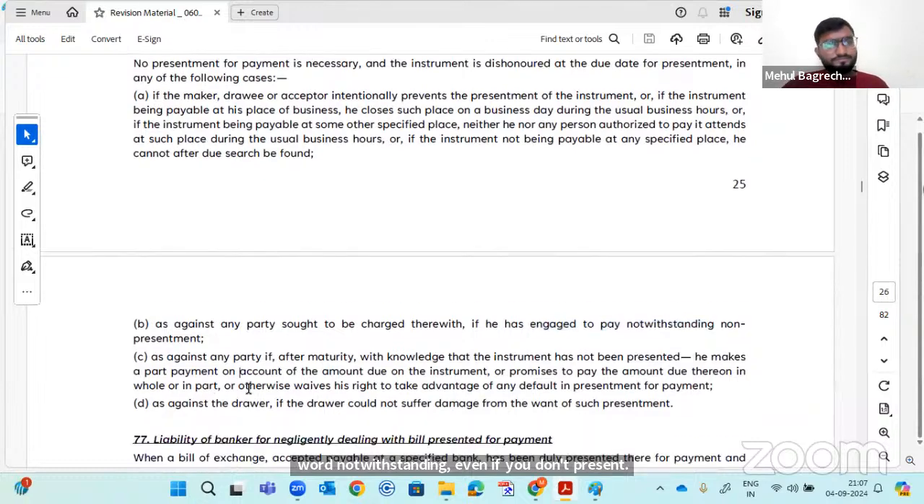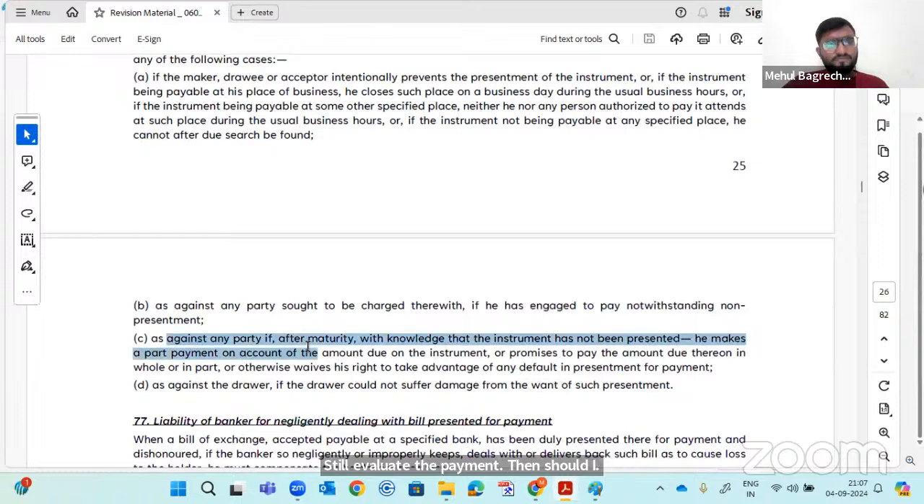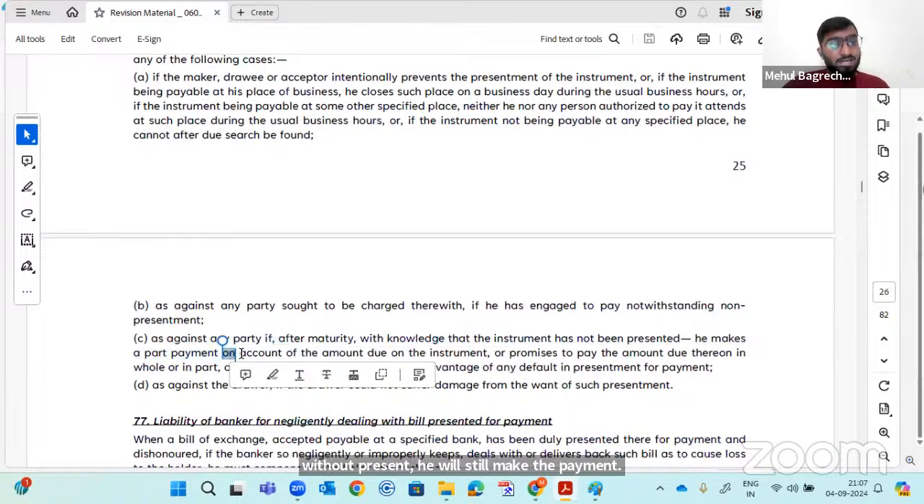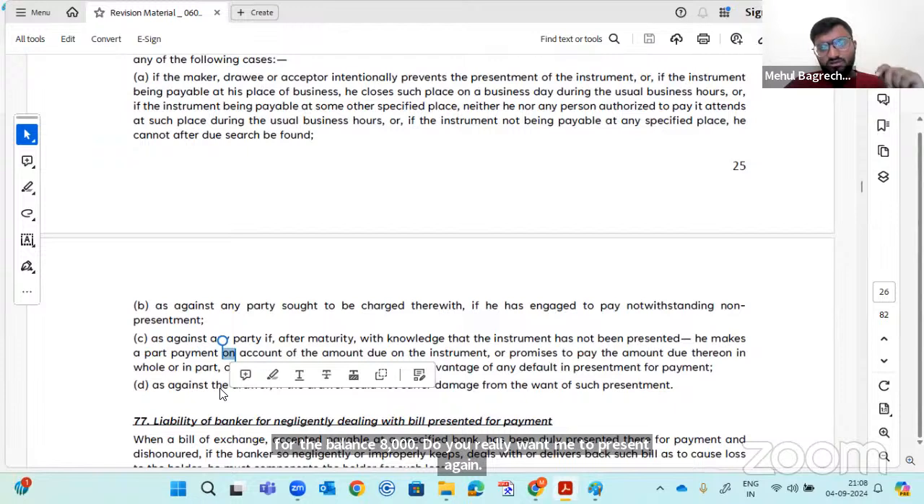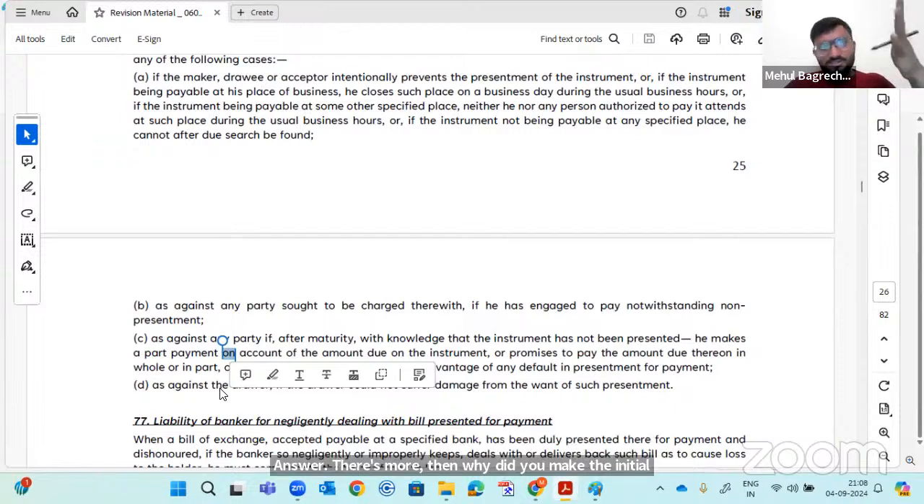The third scenario, as against any party, if after maturity, he makes a part payment. Now, what has happened? Very interesting. I didn't present, but still he has made a part payment. Say 10,000 rupees had to be paid. He's paid 2,000 rupees. Even if I didn't present, still he made 2,000 rupees. Then for the balance 8,000, do you really want me to present again? Answer is no. Then why did you make the initial 2,000 rupees? You should have rejected at that time itself. This is exactly what law is saying. If you made a part payment, there's no question of any presentment to be made for the subsequent balance.